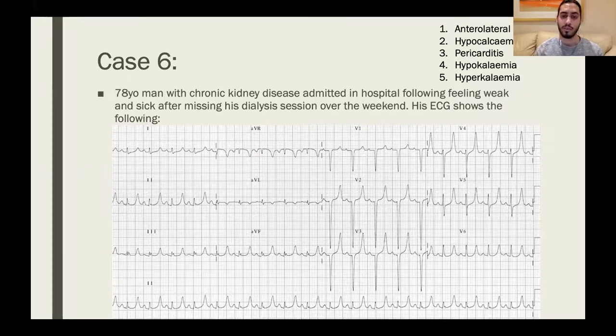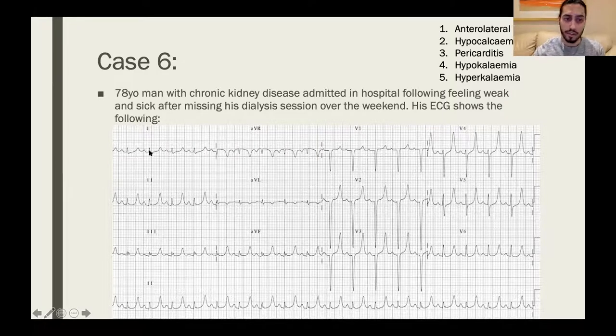Excellent. I think a lot of this is very well taught. So again, looking at the ECG, is it sinus rhythm? Yep, you've got P waves. Is it regular? Yep, QRSs are all normal. Any axis deviation? Not really. What's the main abnormality here?